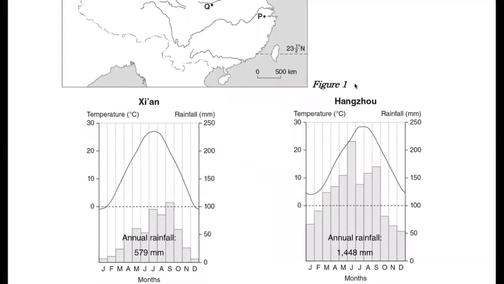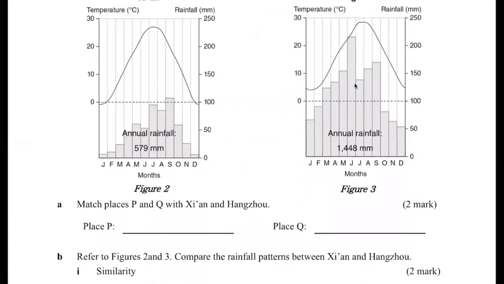So let's look at the climatic graph. We can see that the bar chart is actually representing the rainfall, and this line chart is actually representing temperature. And again, same with Hangzhou. So for the first question A, we should match place X and Q with Xi'an and Hangzhou.